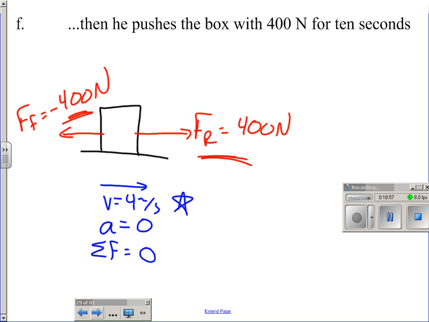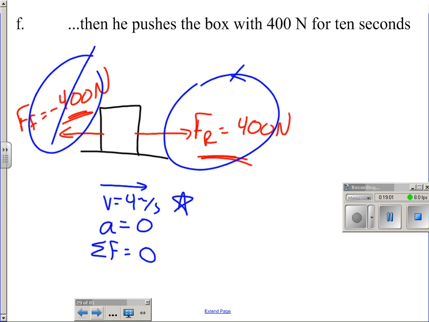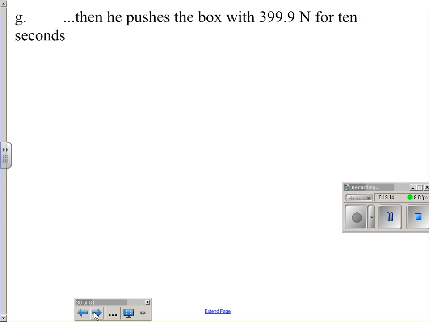This is exactly the same as if friction wasn't here and Roy wasn't here. It's the exact same thing as the bowling ball going down the alley after the kid pushes it. There's no force on it, so it doesn't speed up or slow down. Here, the two forces cancel each other out, so it doesn't speed up or slow down. All right? So what if he pushes with a little bit less force?